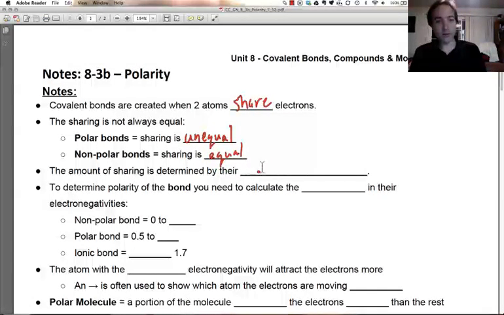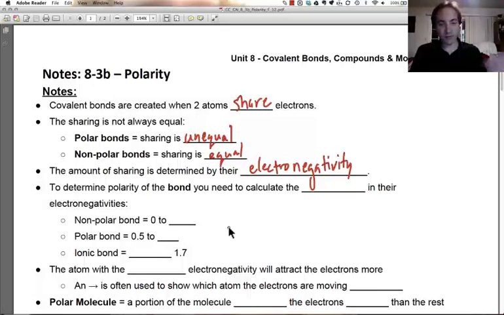We can determine the amount of sharing by their electronegativities, because electronegativity is a way of describing their ability to attract electrons. If one is really good at attracting electrons and the other is very poor at it, then the atom with the higher electronegativity will hog the electrons. So to determine the polarity of the bond, you have to calculate the difference in their electronegativities. So it's a math problem.